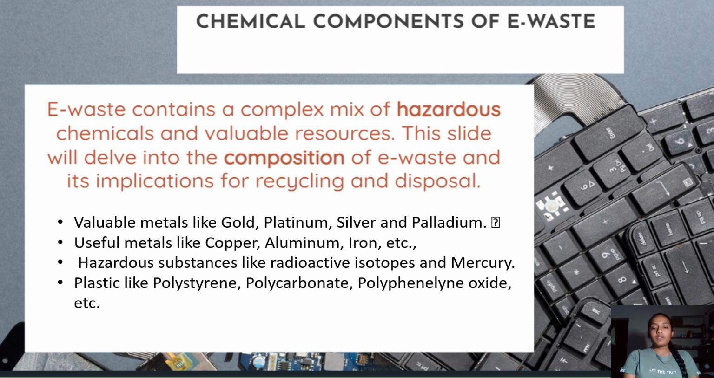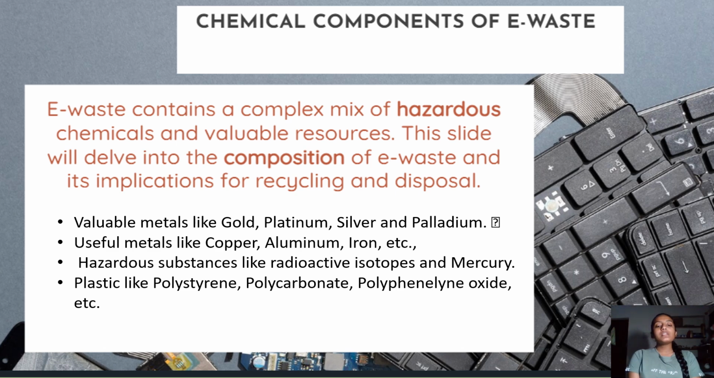Chemical components of e-waste. E-waste contains a complex mix of hazardous chemicals and valuable resources. In this slide, we will look into the composition of e-waste and its implications for recycling and disposal. Certain e-waste, especially hazardous waste, contains chemicals that are listed below, and these chemicals can be either valuable or hazardous. Metals like gold, platinum, silver and palladium are valuable metals that also come in the category of e-waste, where certain electronic components use these metals basically.